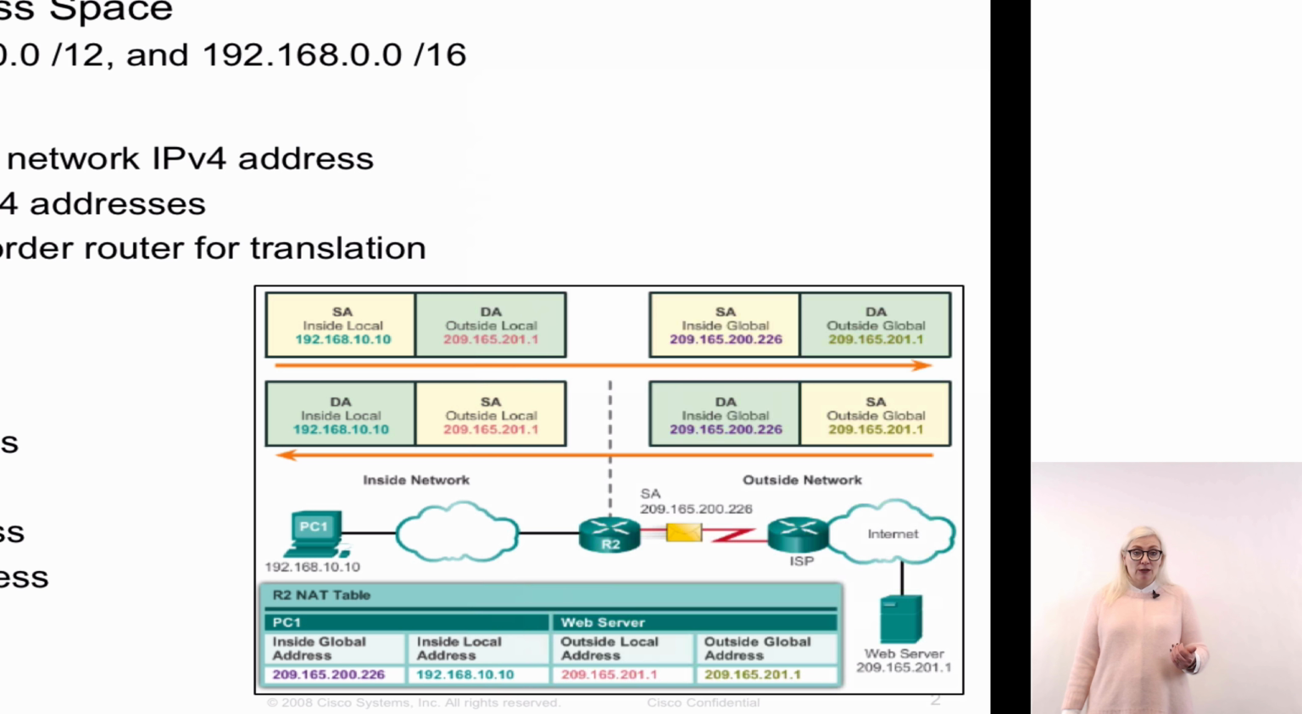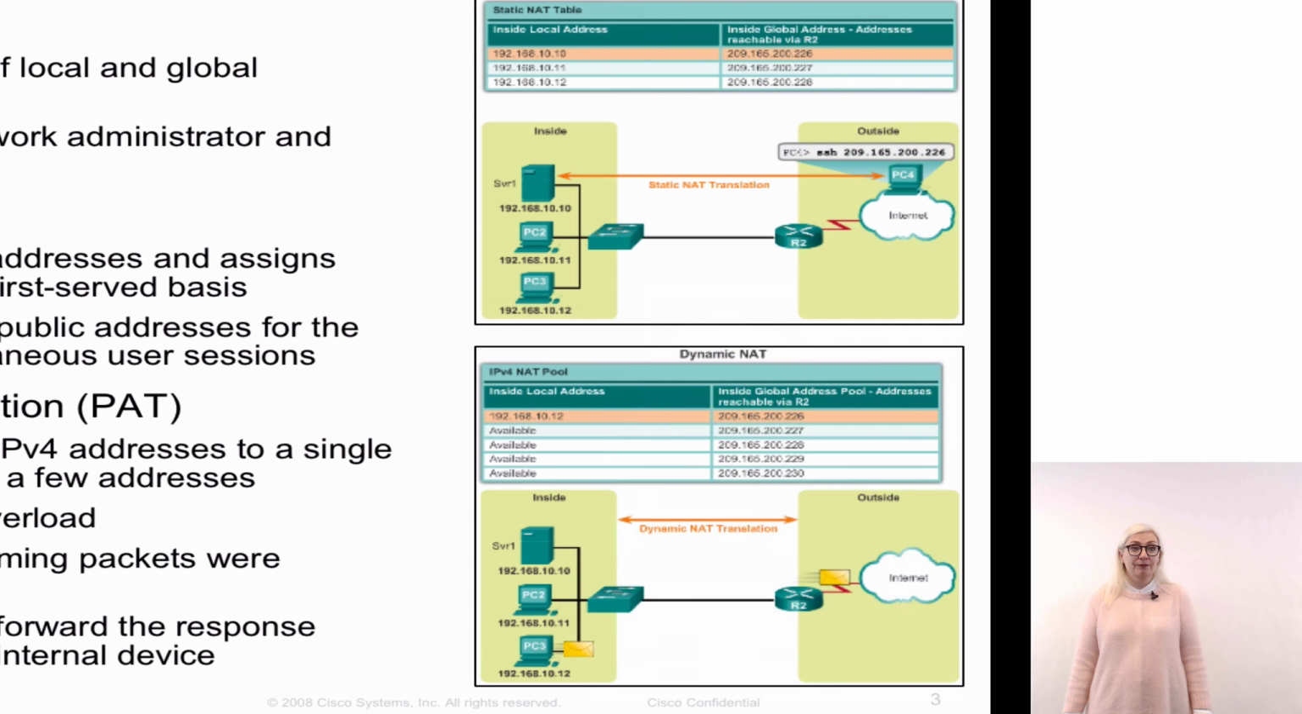So my inside local address is the one that I've got on the inside, and typically the default gateway on the inside, and then the other interface, the one that has internet access, is defined as the inside global address. So the global is typically an address that's outside my LAN.